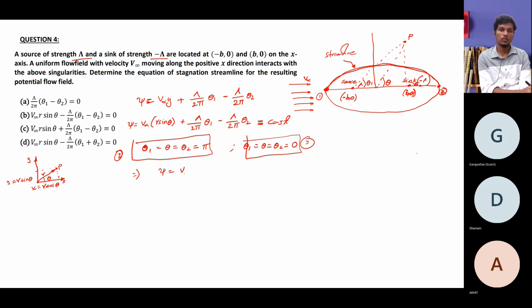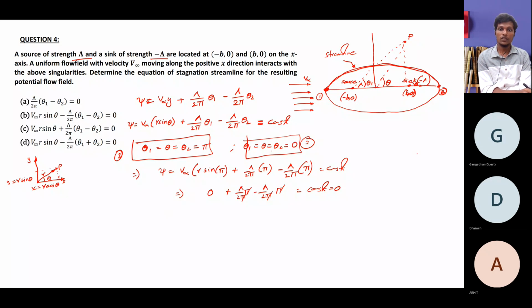If I apply my second condition, psi equals v infinity r sine of pi, that means this part is 0, and then plus lambda by 2 pi, the theta 1 is your value pi, minus lambda by 2 pi, and your theta 2 is also pi. Sine pi is 0, so this value is 0, plus lambda by 2 pi, pi gets cancelled, and minus lambda by 2 pi, again pi gets cancelled, so you will end up with the constant equals 0.